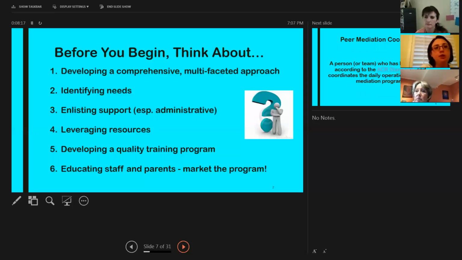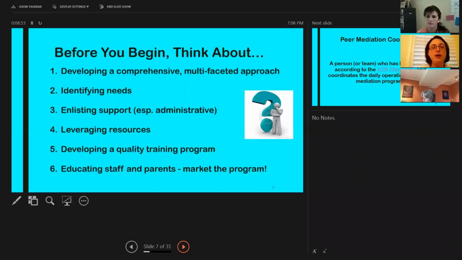There are some things you need to think about before you begin a program. The first one is, what is your plan going to look like? Developing a comprehensive, multifaceted approach. Now, this also depends on if you're inside the school community or if you're, quote unquote, outside as a resource and trainer coming into the school community. Those are two different aspects that you need to look at. I'm more familiar, and Cindy's the same way, of being an in-school community person.